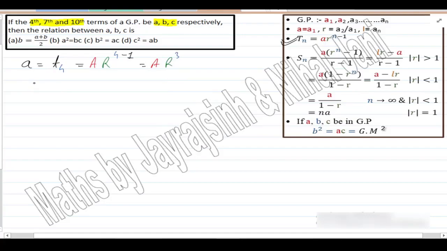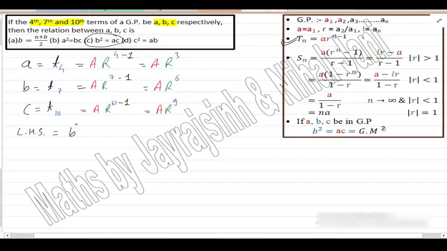Now similarly, let's get the value of B, which is T7. It will be A R raised to 7 minus 1, or we can say A R raised to 6. C, which is the 10th term, will be A R raised to 9. Now, by visual inspection, you can see option C seems to be correct. Let's check it. Our left hand side is B square, so we will get (A R raised to 6) the whole square, or we can say A square R raised to 12, right?